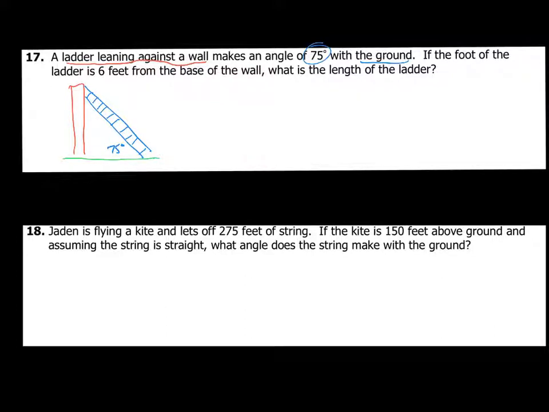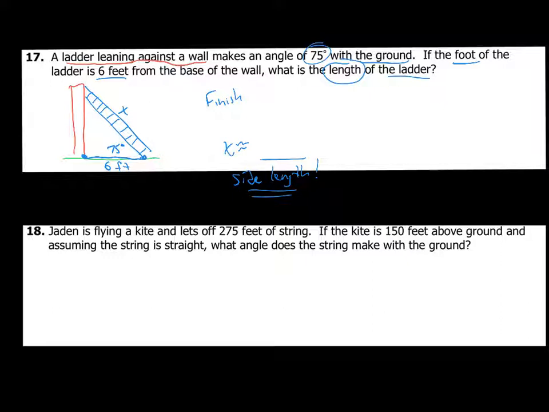Now, if we have an angle, I guess we're not using inverse trig. If the foot of the ladder is 6 feet from the base of the wall, so here's the foot of the ladder, here's the base of the wall, so it sounds like this is 6 feet. What is the length of the ladder? The length of the ladder is here, so go ahead and finish. Give me a value for x, and remember this is not an angle, this is a side length. So we're not in degrees, okay?